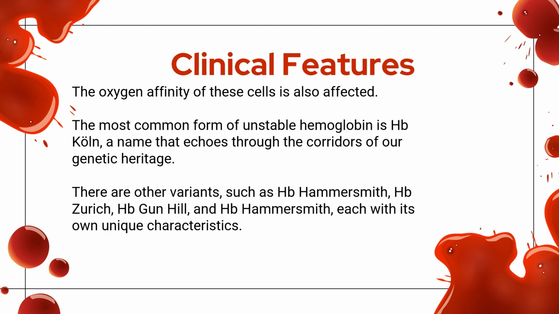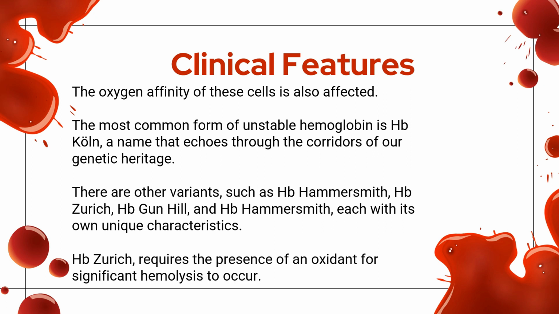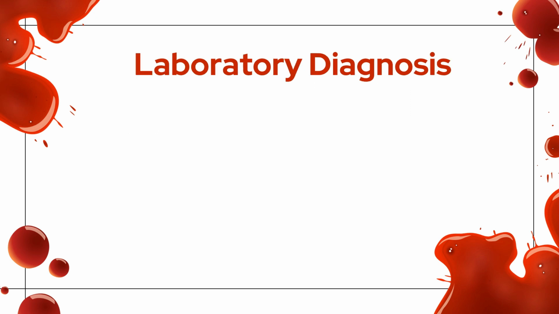What's truly remarkable is the significant variability in the degree of instability among these variants. Take hemoglobin Zurich, for example. This variant requires the presence of an oxidant for significant hemolysis to occur. When it comes to diagnosing unstable hemoglobin disorders, the journey begins in the laboratory. It's here that scientists and medical professionals employ various tests and observations to uncover the secrets hidden within our blood.